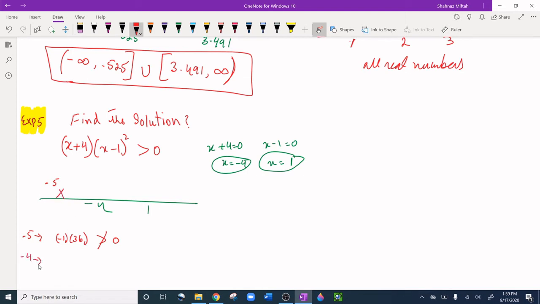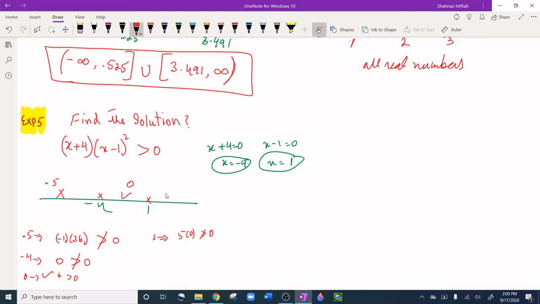Plug in negative 4. Negative 4 plus 4 is going to give me 0, so this whole thing also turns 0. Is 0 greater than 0? No, that doesn't work. So negative 4 is not working. Then we have 0. Plug in 0 here. So 4 times positive 1 is greater than 0. Yes, 0 is working because I'm getting a positive number greater than 0. Plug in 1. 1 plus 4 is 5, and 1 minus 1 is 0. So 0 greater than 0 doesn't work. So 1 doesn't work.